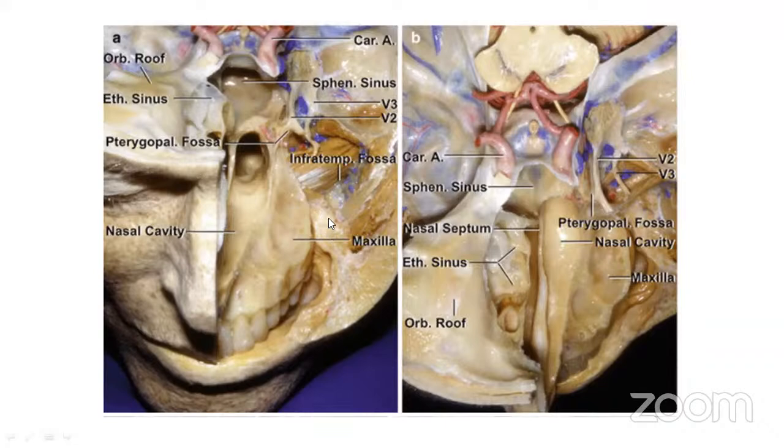other than the osseous. This is the superior view, which is showing on the left side the maxilla. The part of the maxilla has been removed. As we can see, these are the anterior ethmoidal cells which have been shown.